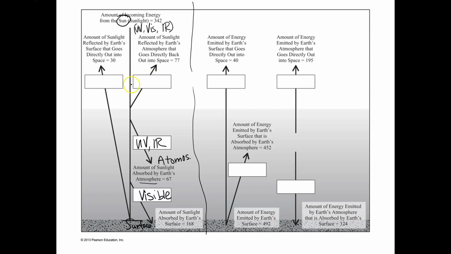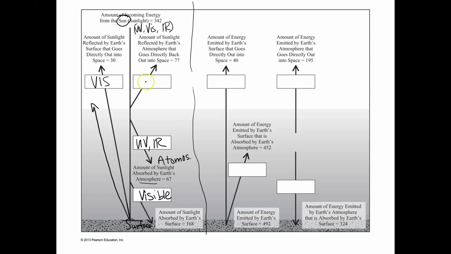What about these two, the ones that go back into space? Well, if ultraviolet and infrared get absorbed or stuck in the atmosphere, then it makes sense that visible light is going to go back out. So visible light comes to the surface and is reflected back out to space. This is why you can see the Earth, right? You can see the Earth while you're standing on it. You can see the Earth if you're in a spacecraft above it, because visible light goes back out to space.